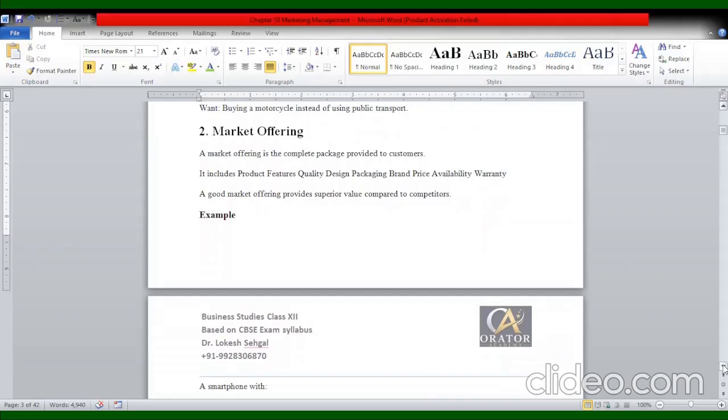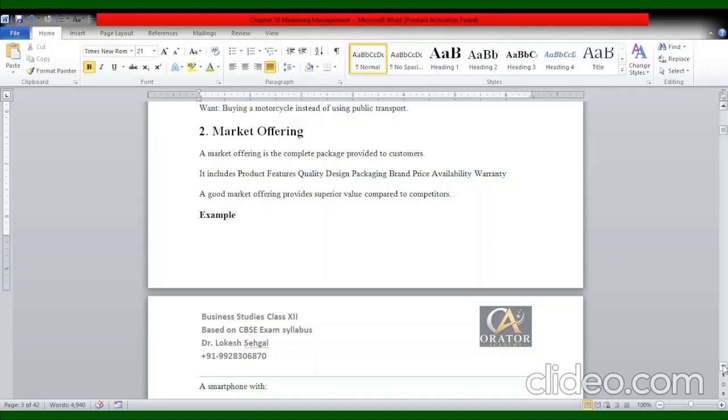A market offering is related to the complete package provided to the customer. So this is the concept of market offering, in which you get a complete package, or it includes the product features, quality, design, packaging, brand, pricing, availability, and your warranty. So it is a market offer.